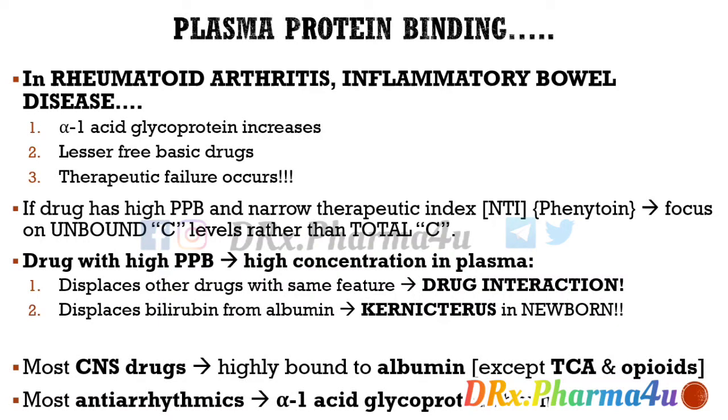Most of the CNS drugs are highly bound to albumin. That means most of the CNS drugs are acidic in nature, except tricyclic antidepressants and opioids. Tricyclic antidepressants and opioids usually are less bound to the albumin. And most of the antiarrhythmics bind to alpha 1 acid glycoprotein. Most of the antiarrhythmics are basic in nature.